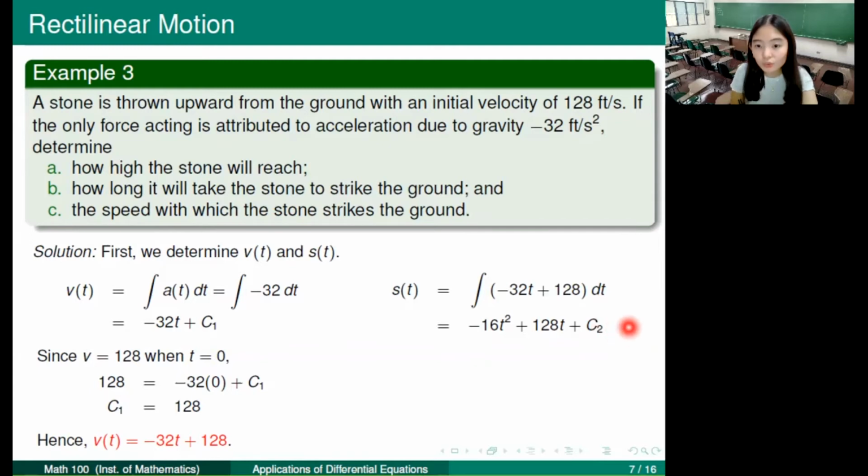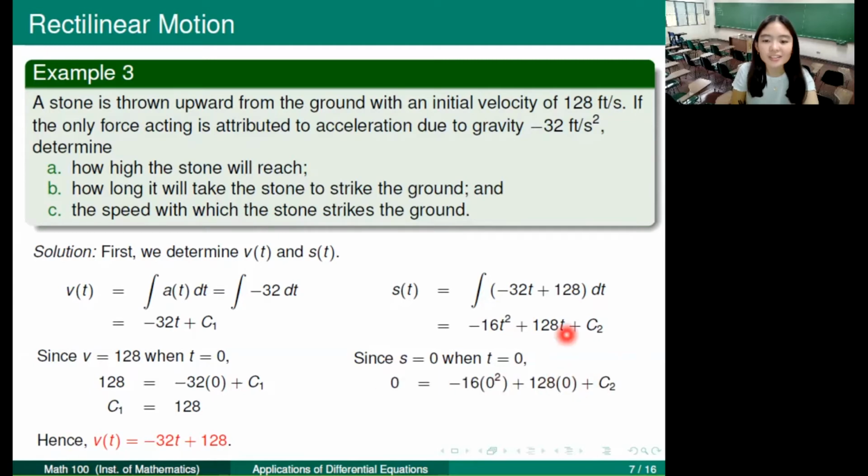Saan naman natin kukunin yung c sub 2 na yan? You just sift through your conditions na concerning s. Dito, dun siya dun sa naka-throw from the ground kasi yung stone. Okay, so yung initial condition corresponding to that is s of 0 equals 0. So, ang ating s position ay 0 when the time is equal to 0. Okay? So, substituting these values, 0 lang actually lahat.